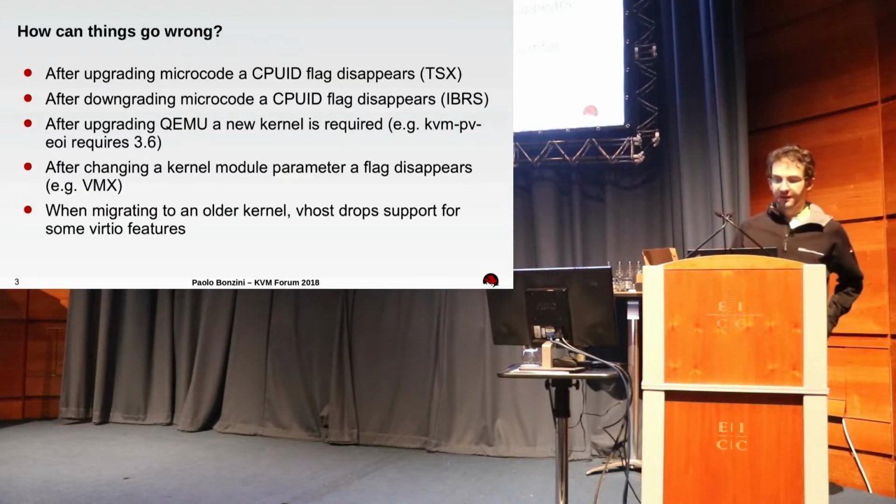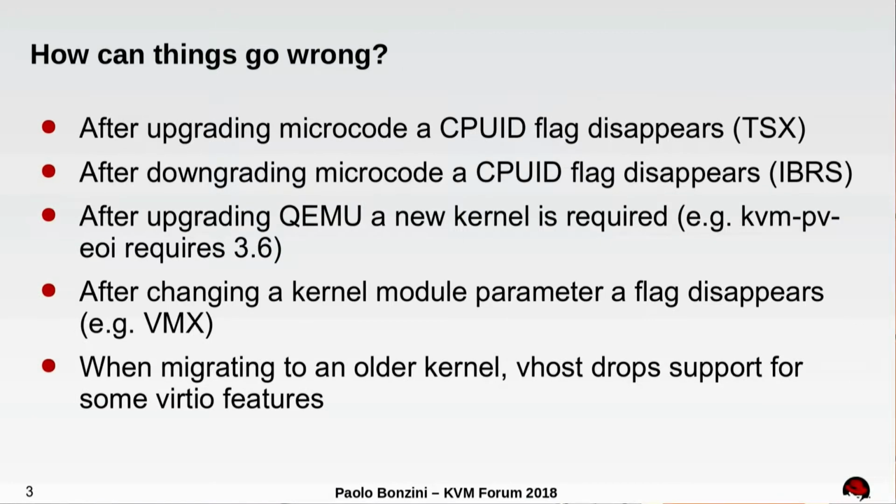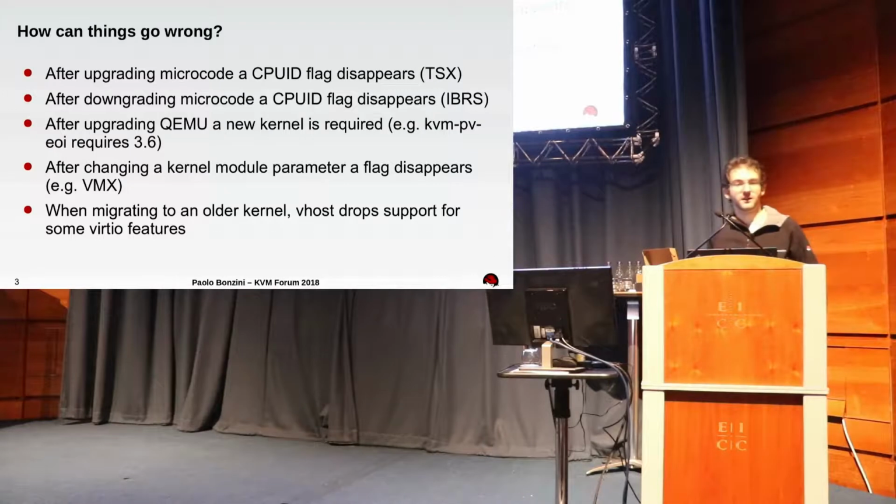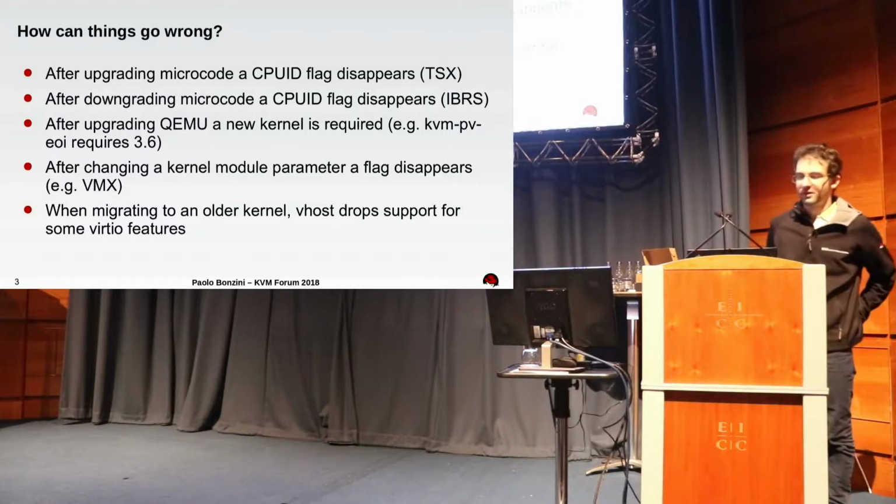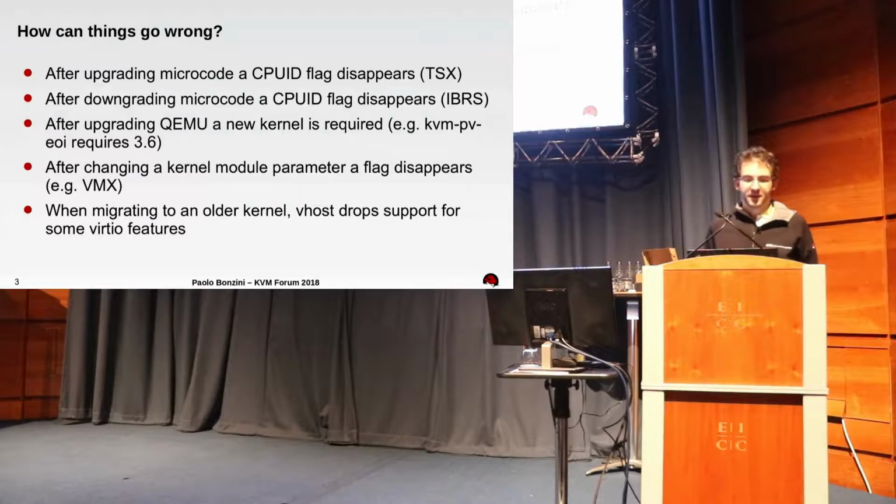Why? For example, you could upgrade microcode, and then a CPUID flag suddenly disappears, which is what happened a few years ago for TSX. You could also be downgrading microcode because there was a bug in the older microcode, and the CPUID flag disappears. And that's what happened this year. The first round of updates had the IBRS flags to mitigate Spectre v2. The second round of updates consisted basically in removing the microcode, because it was buggy on some processors.